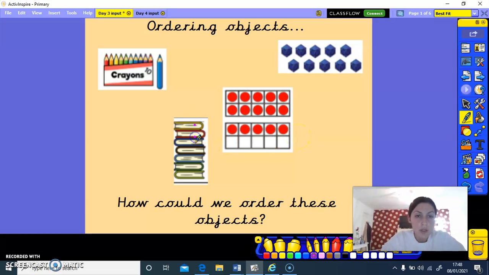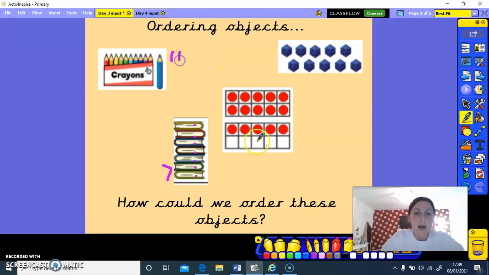1, 2, 3, 4, 5, 6, 7. 7 books. What about crayons? I've got 10 in here, and then I've got 1, 1. So I know I've got one lot of 10 and 1, 1. So I've got, oh, that's not very good, is it? I've got 11.